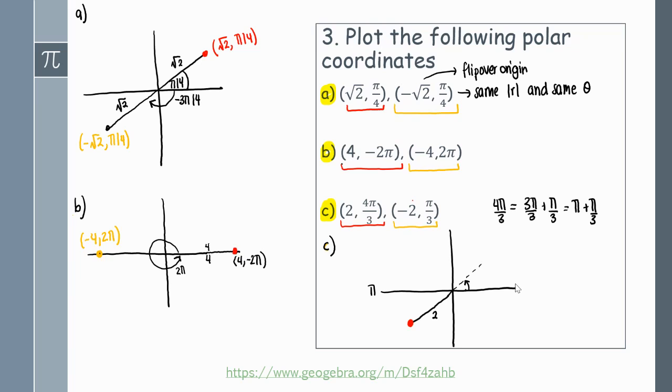The next point, the angle is pi on 3 units. So I go pi on 3 units. I'm in quadrant 1. The length is 2, but remember it's negative. So I'm again going to flip this right over the origin, and I actually get that both of these points are the same. So there are 2 ways to represent this point. 2, 4 pi on 3 is the same as minus 2, pi on 3 in polar coordinates.